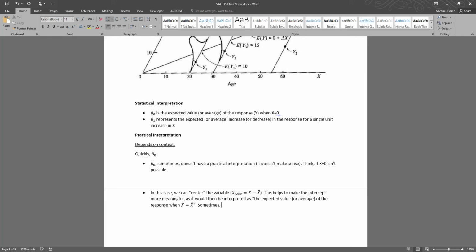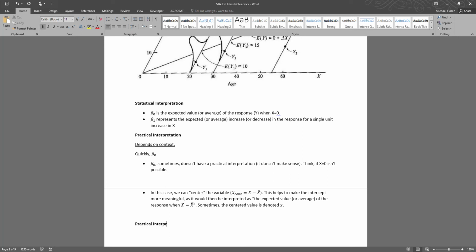Sometimes the centered value is denoted by a little x. You'll see this in some different textbooks. Honestly, I can't remember if they do it in our textbook or not. They do it in some famous regression textbooks. I may or may not include this notation. I'll try not to because it does get kind of confusing, but it is good to know that sometimes you'll see the little x and that's what it'll mean.